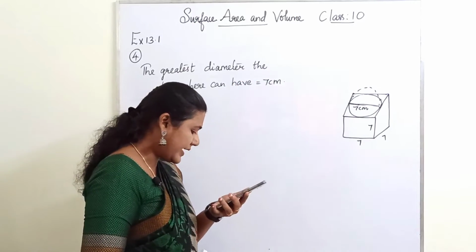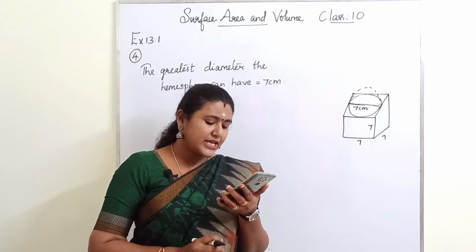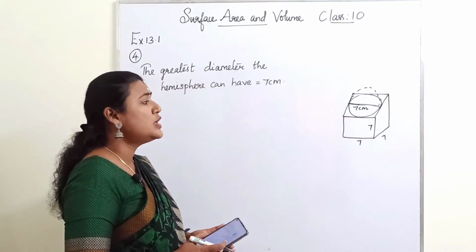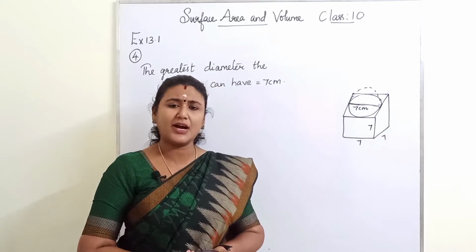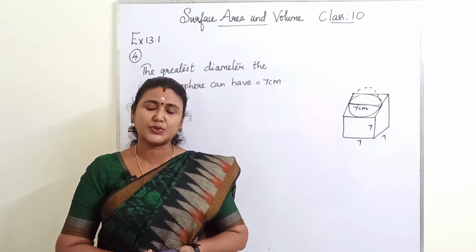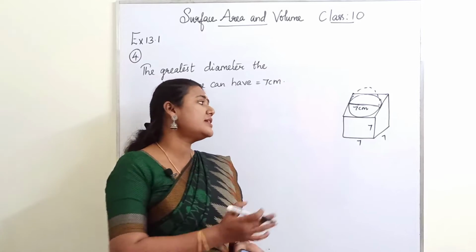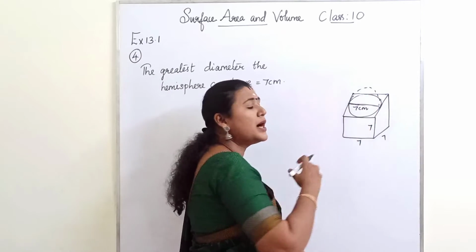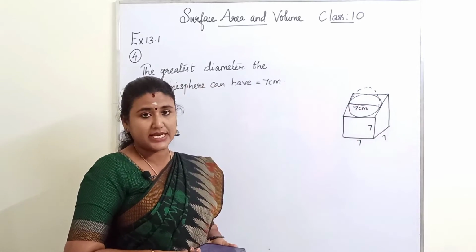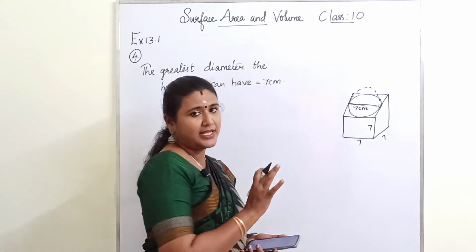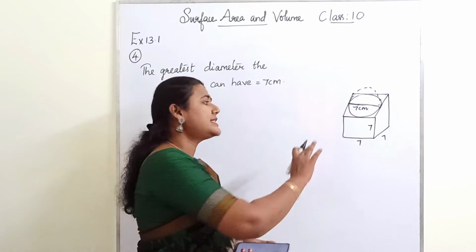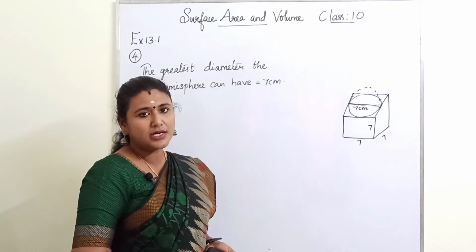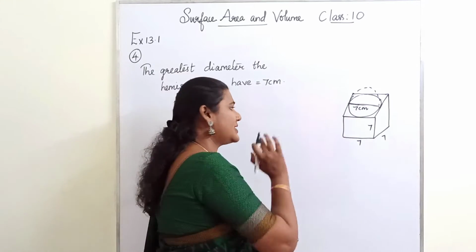Now we have to find the surface area of this solid. So how to find the surface area of this solid? We have already seen in example 2, if a hemisphere is surmounted on a cube, how to find the surface area. The same method we discussed in the previous video, we will follow here to find the surface area of the solid.